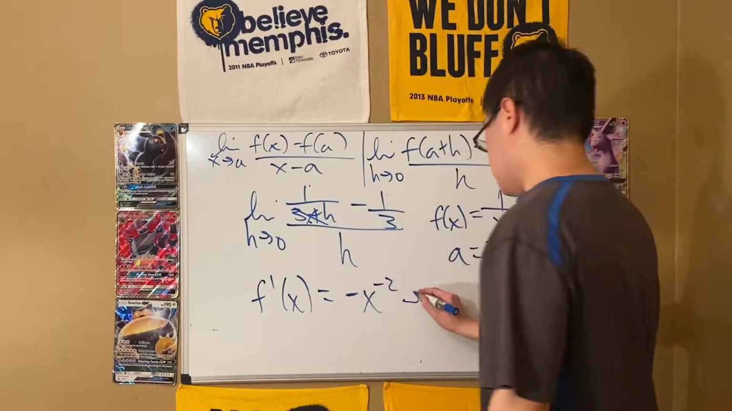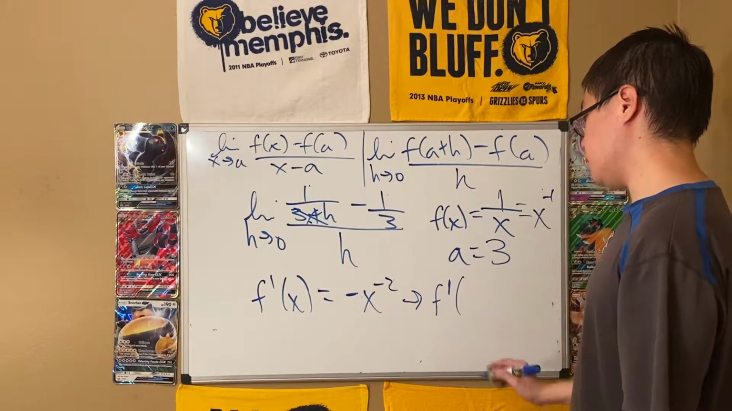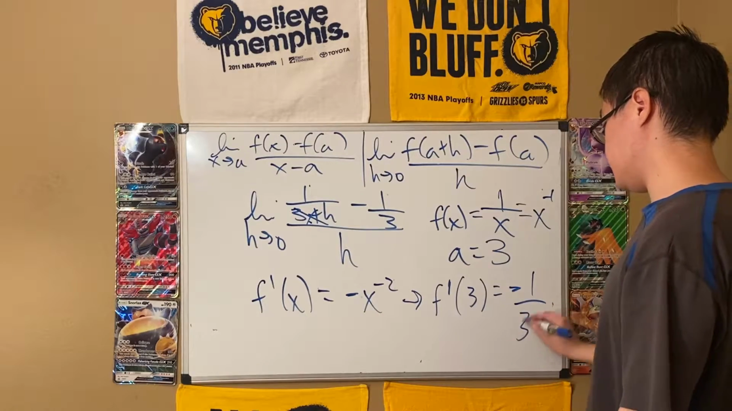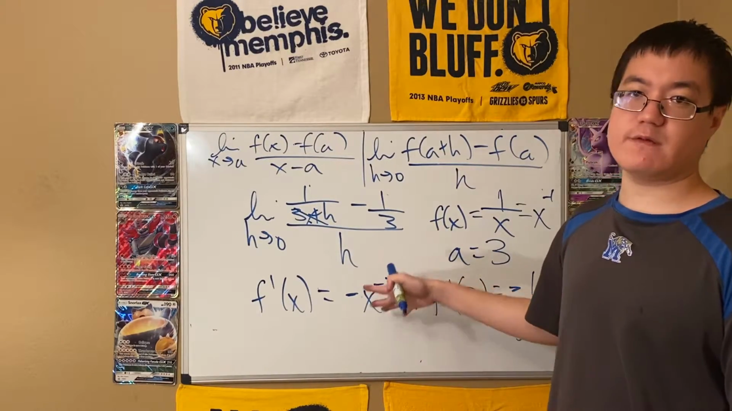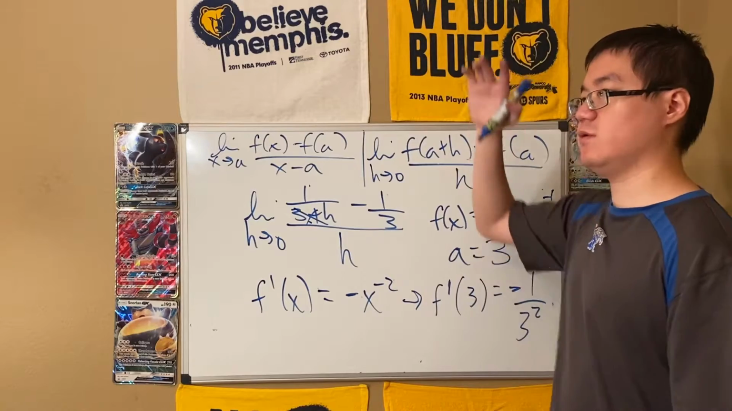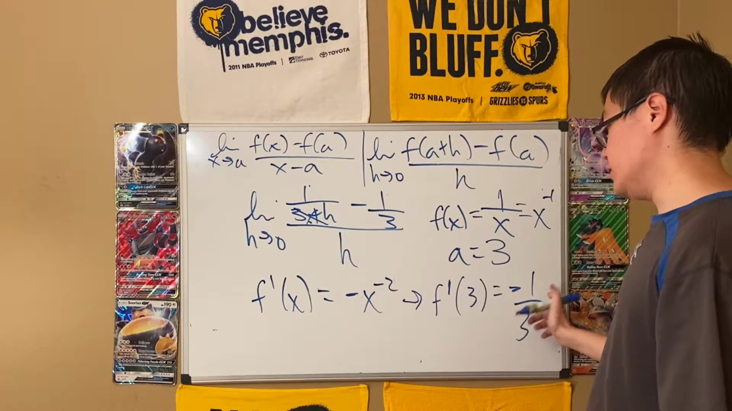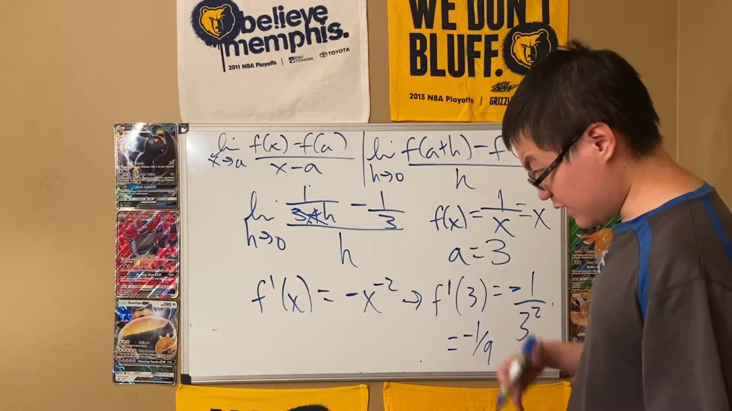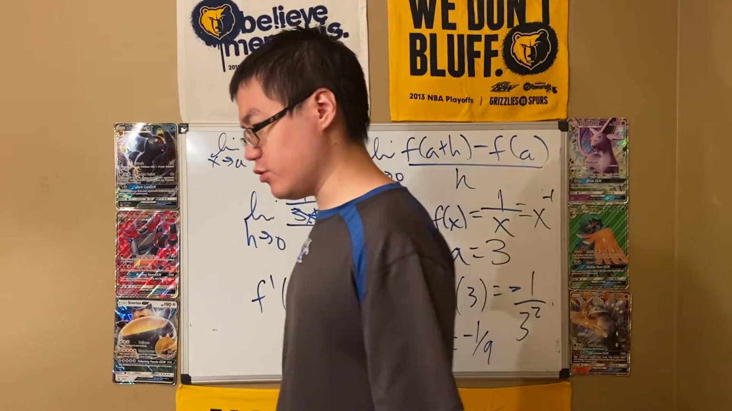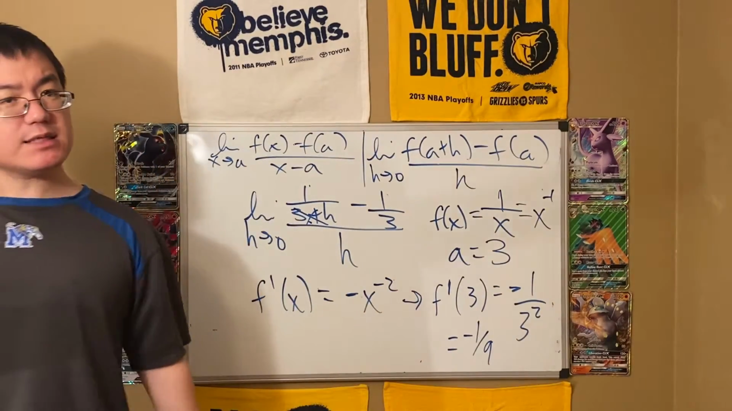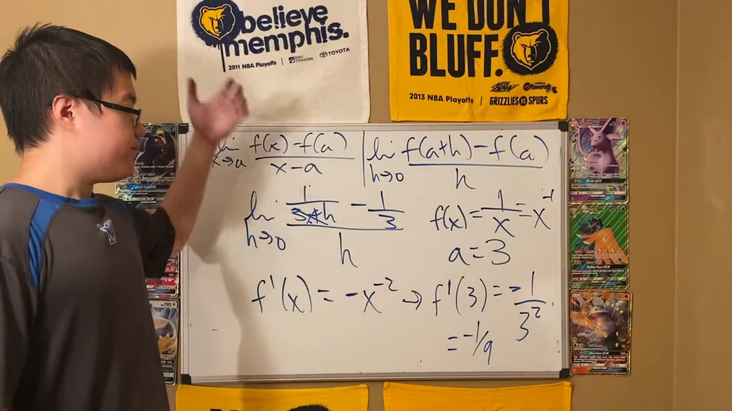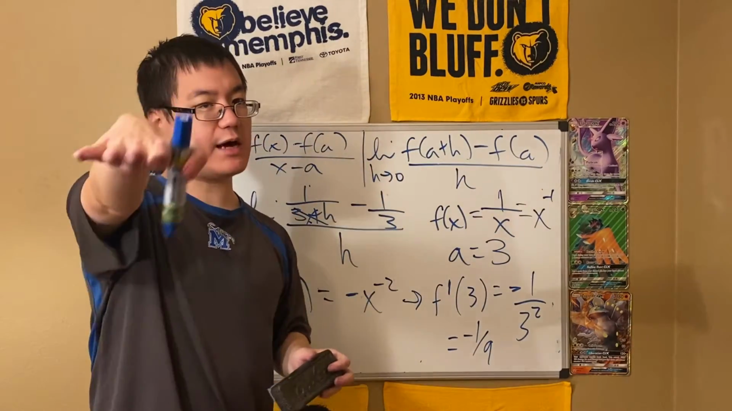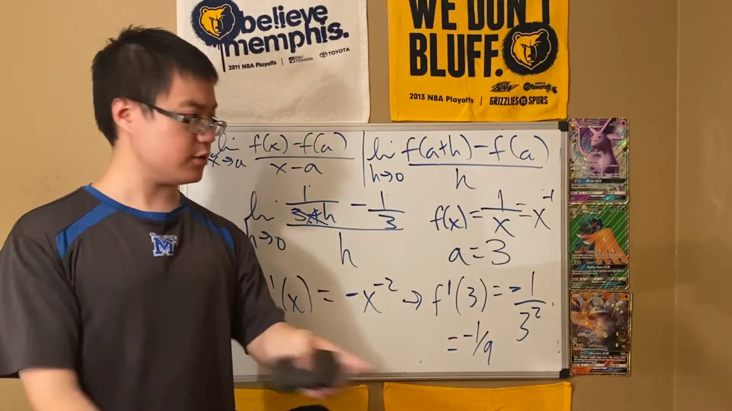So f prime of 3 looks like it's going to be negative 1 over 3 squared, because 3 to the negative 2 means take it to the denominator. And then what is negative 1 over 3 squared? I believe that's negative 1/9. So again, even with the H1s, not too crazy. Still identifying two things, a function and an a, take the derivative of that function, plug in the a, and we are good to go.